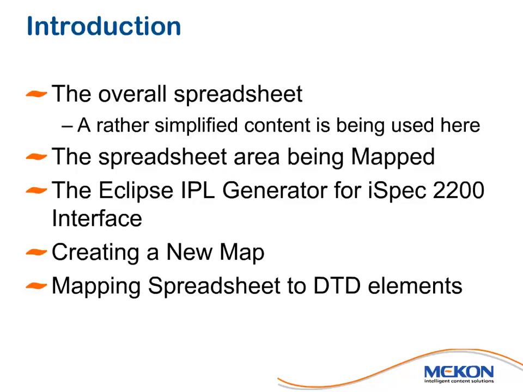In this video we're going to have a look at the overall spreadsheet with a rather simplified content here. We'll look at the spreadsheet area being mapped, the Eclipse IPL generator for iSpec 2200 interface, and then we'll be starting the creation of a new map and then mapping the spreadsheet to the DTD elements.